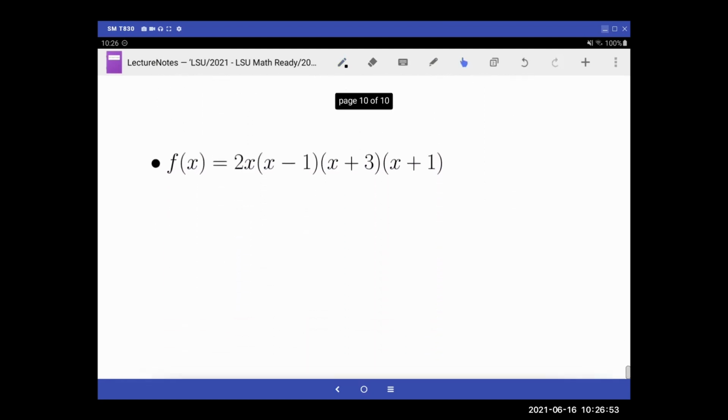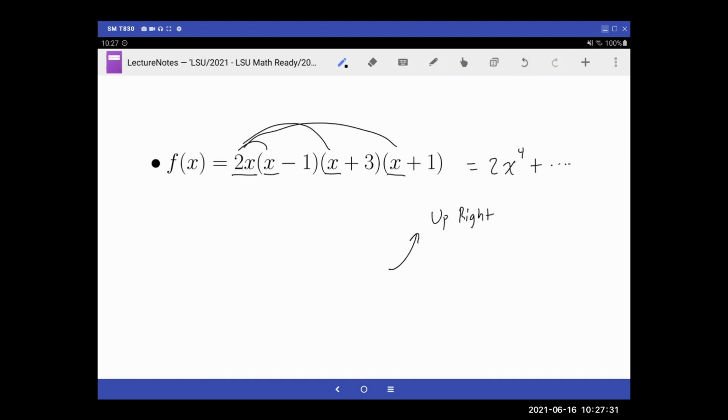This one's a little trickier, but you have to multiply out the 2x, x, x, x to get the leading coefficient here. So 2x times x is 2x squared, times x is 2x cubed, times x is 2x to the fourth, plus, and then there's some other stuff that goes on after that. Okay, and so that 2x to the fourth is where you're going to find your highest degree. There we have a positive, so we know it goes up to the right. All right, so that tells me about the right side for all of these.